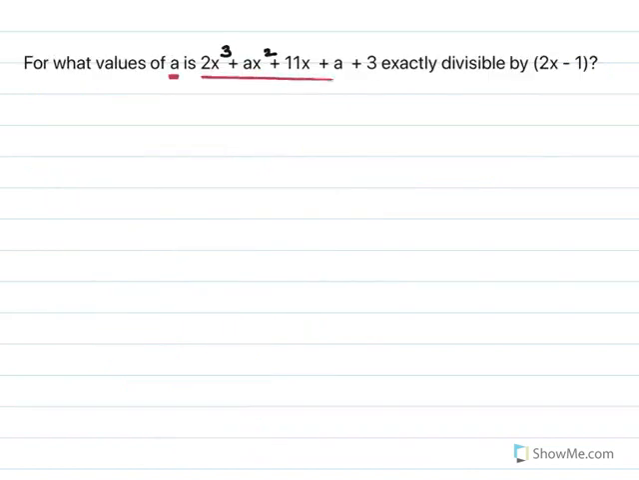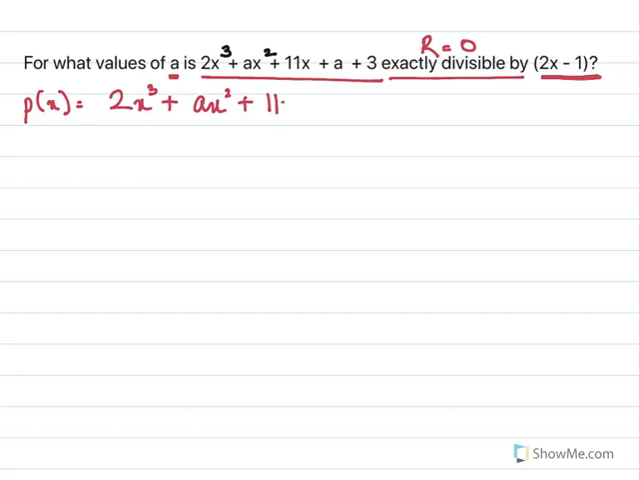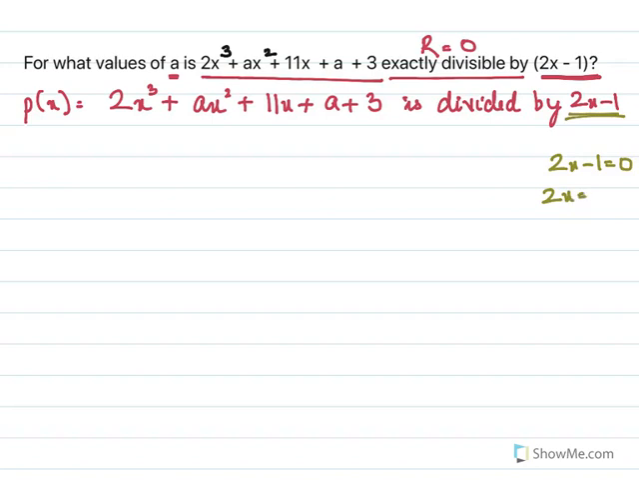For what value of a is the polynomial exactly divisible by 2x minus 1? So if it's exactly divisible, it means my remainder equals 0. Let's find the remainder. So we have the polynomial p of x, which is equal to 2x cubed plus ax squared plus 11x plus a plus 3, divided by 2x minus 1. To find the remainder, we do 2x minus 1 equal to 0 because it's divided by 2x minus 1. 2x equals 1, x equals 1 by 2. So we find p of 1 by 2 in order to find the remainder.